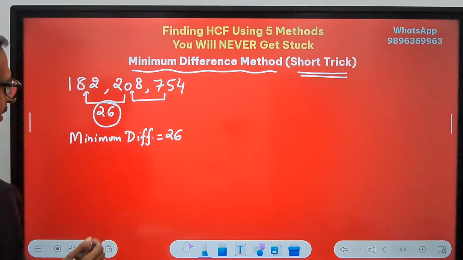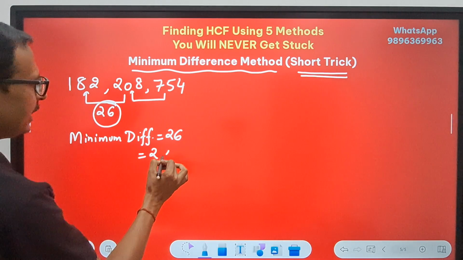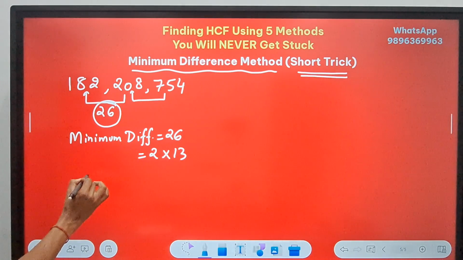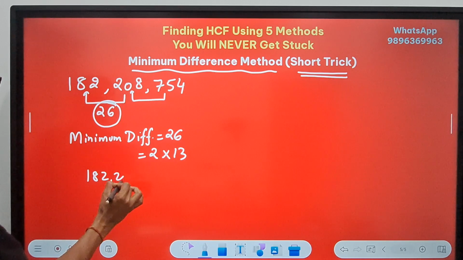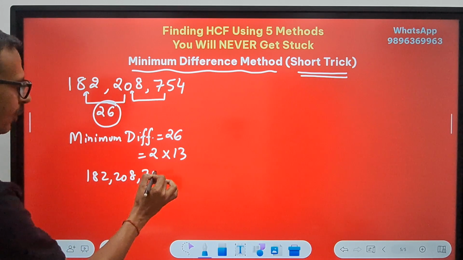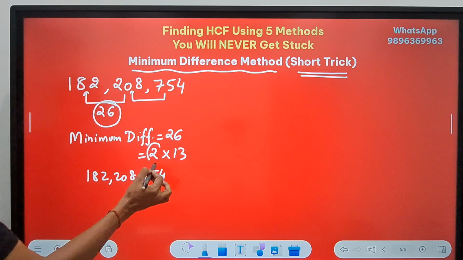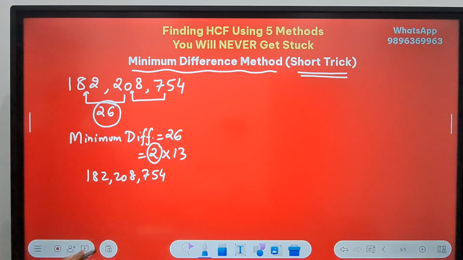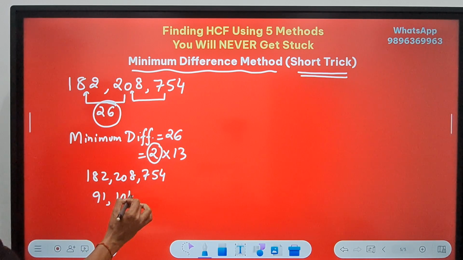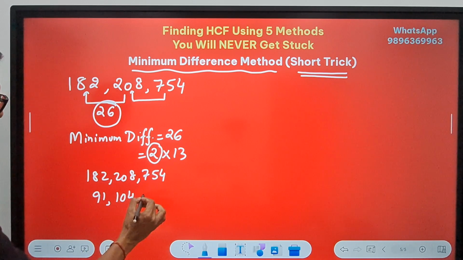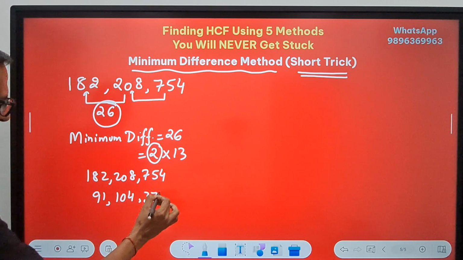Now 26 is 2 times 13. Okay. So I will check these three numbers 182, 208 and 754. All three are even numbers, right? So this 2 will surely divide all three, right? So if I divide this by 2, I get 91. If I divide this by 2, I get 104. And if I divide this by 2, this is 377.